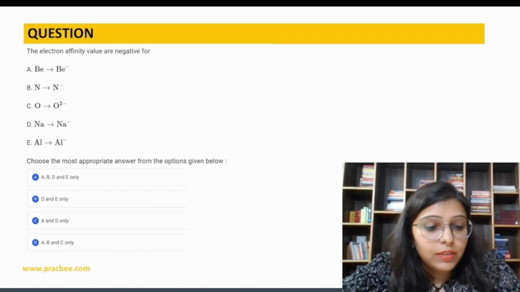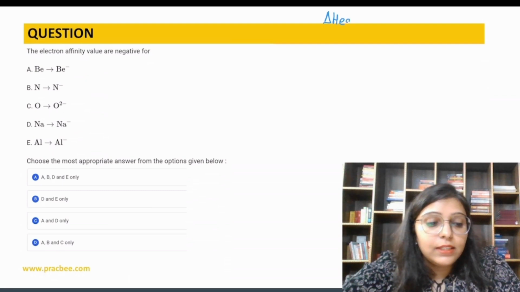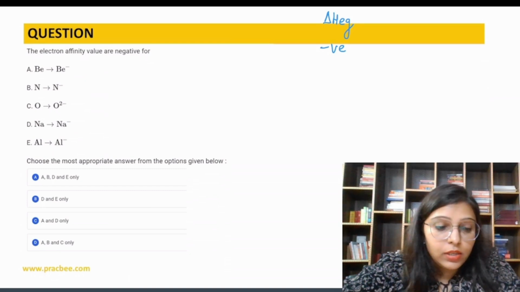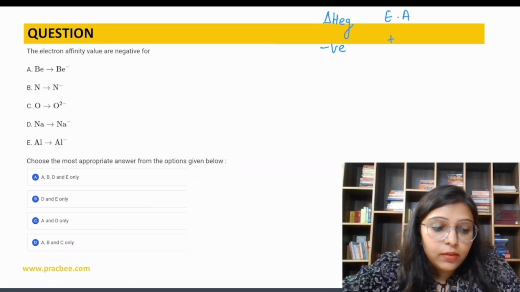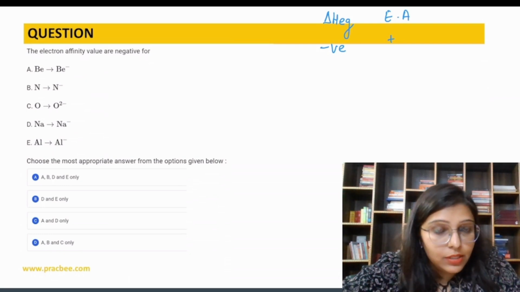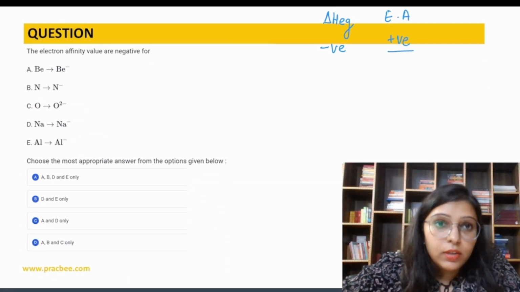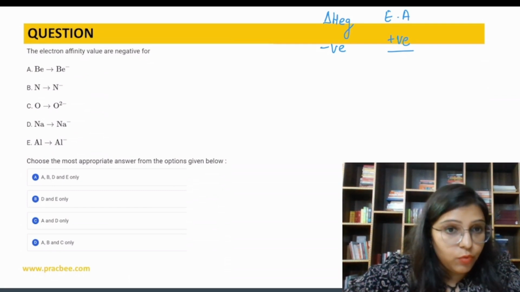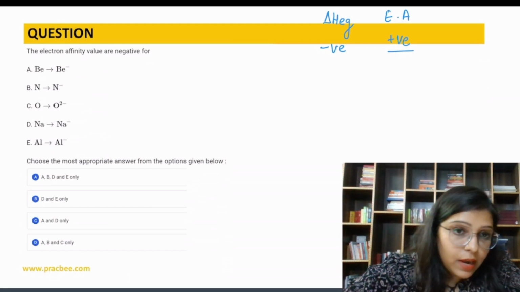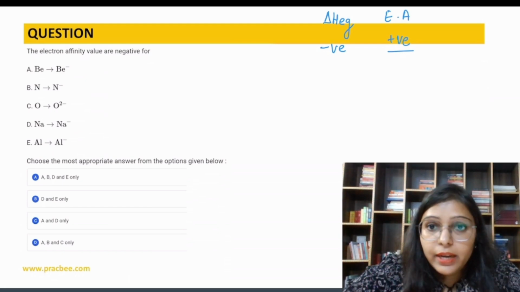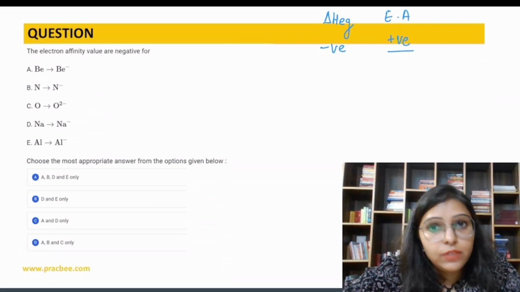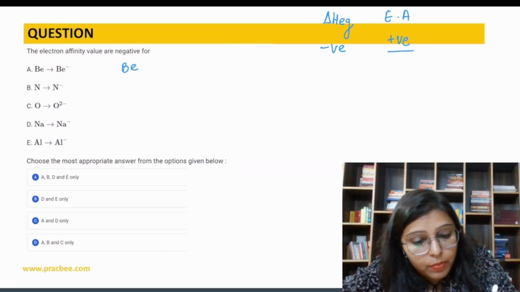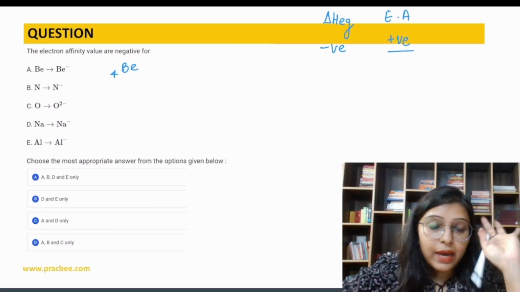Generally, if the energy is released, the electron gain enthalpy is negative for that process, then electron affinity is going to be positive. It means if the element wants to add the electron, then more energy is released. So the question says the electron affinity values are negative for, so see, beryllium. Beryllium's atomic number is 4: hydrogen, helium, lithium, beryllium 4.